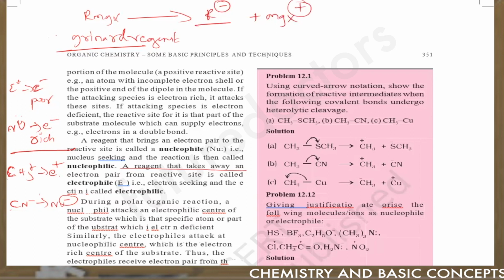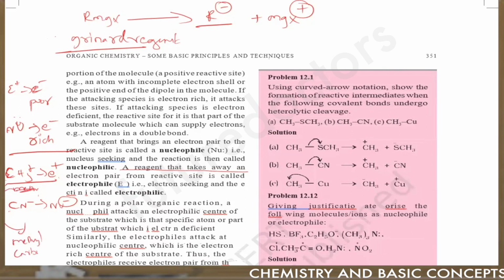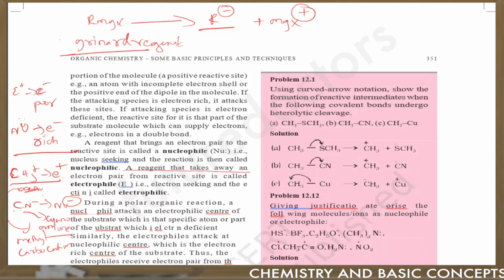So what is this here? This one is a methyl carbocation, and this is a cyanoanion. So methyl carbocation and cyanoanion.